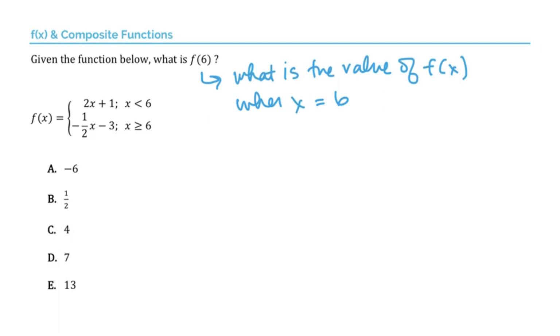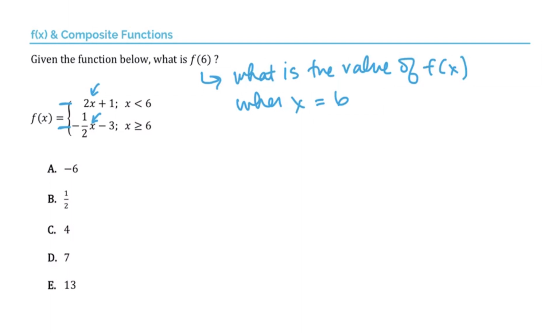Now, if we look carefully, we've actually been given 2 equations for f of x. We have this one and this one. So the question is, okay, shoot, which one am I supposed to use? I know I'm supposed to plug in x equals 6, but am I supposed to plug a 6 in here or a 6 in here?